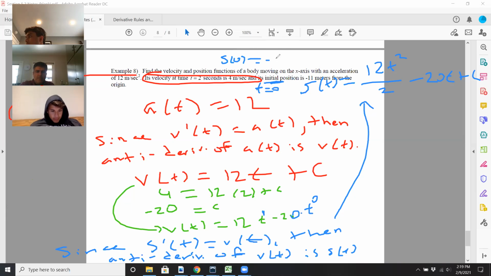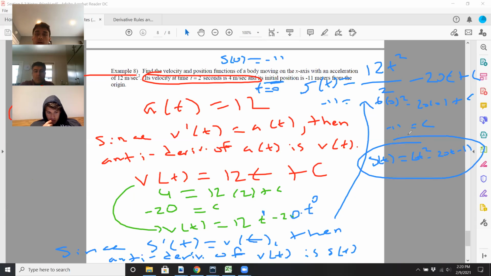Got it. So negative 11 equals 6t squared plus c, so you could do 0 for t. C is negative 11. So s of t will equal 6t squared minus 20t minus 11. So that's doing an antiderivative. You'll have a chance to practice in the textbook problems, and we'll talk more about it on Thursday for sure too.